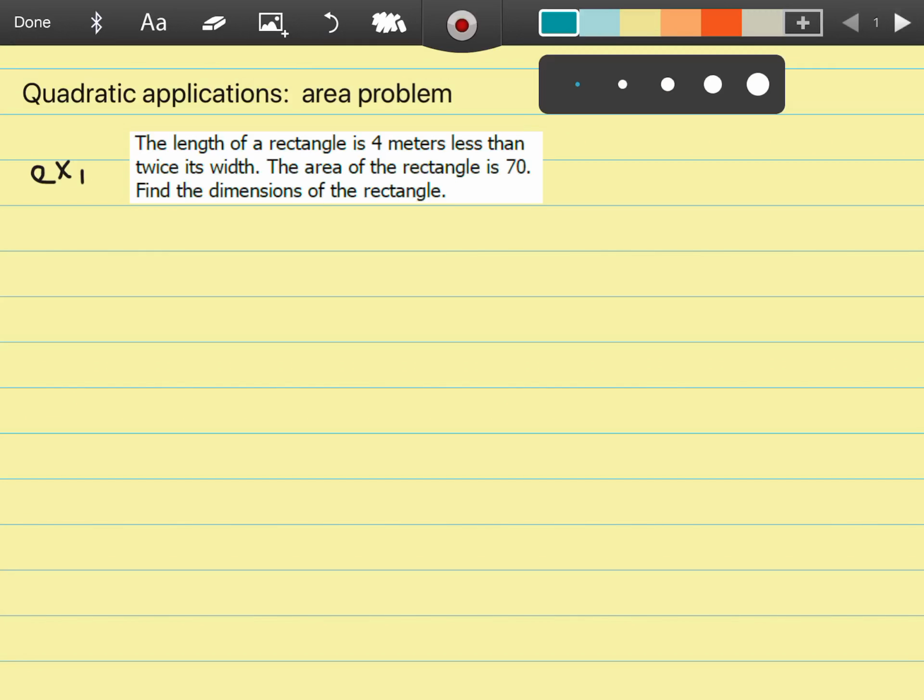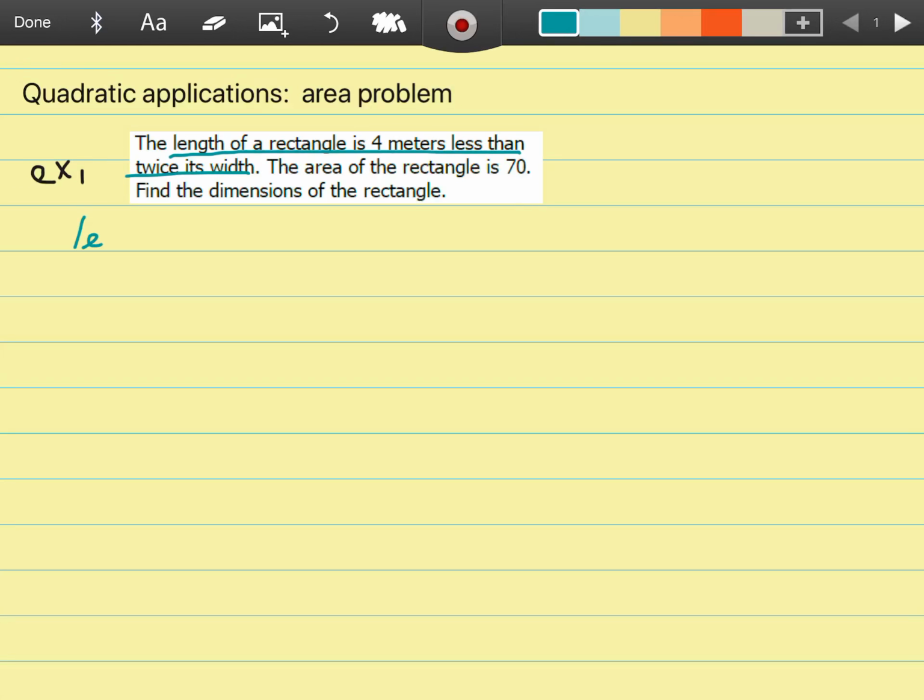So I'm going to start by doing my annotations, which is just really underlining important information. Okay? Now I can write some let statements here. The length, so we're going to let the length equal 4 meters less than, which is a turnaround word, so 4 or negative 4 at the end, less than twice its width.